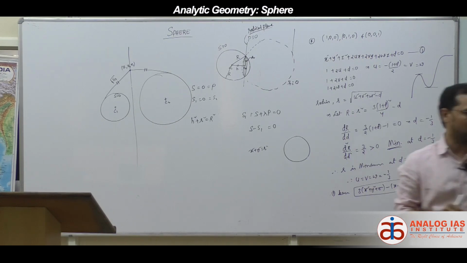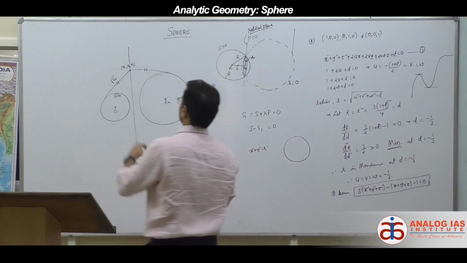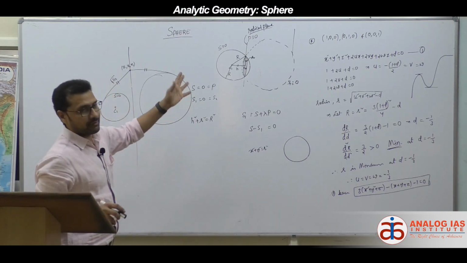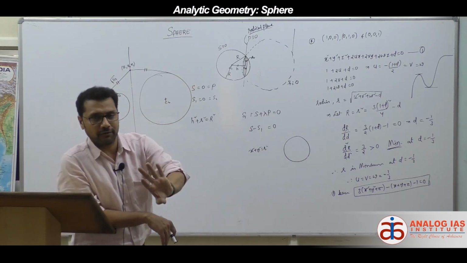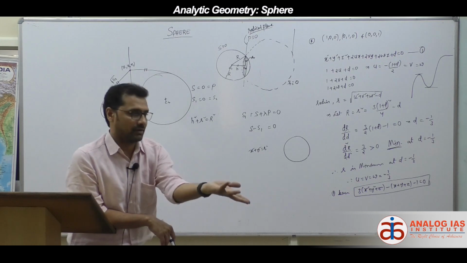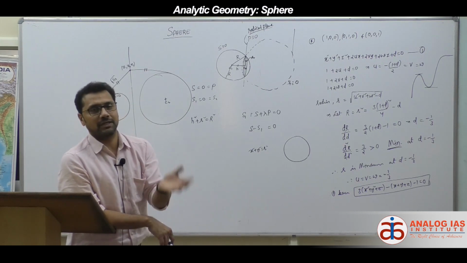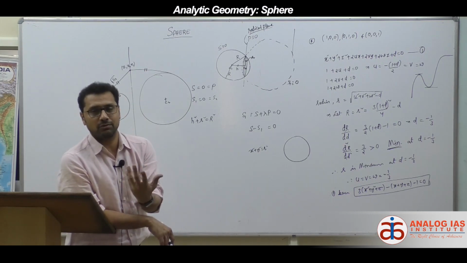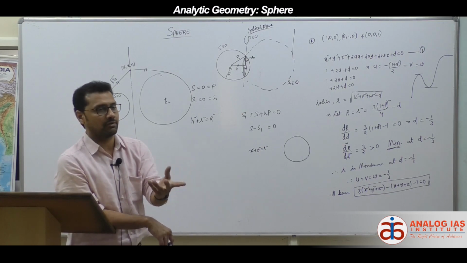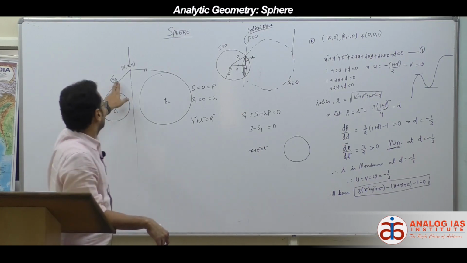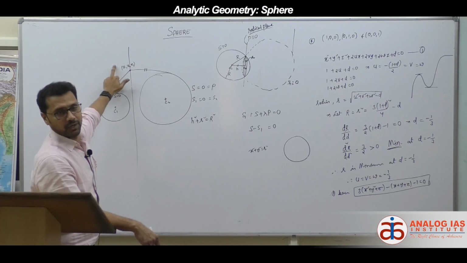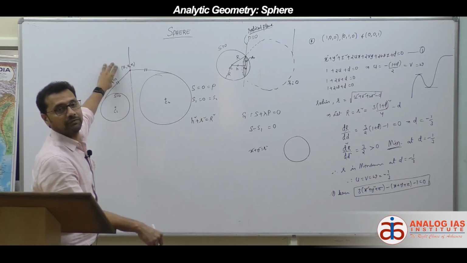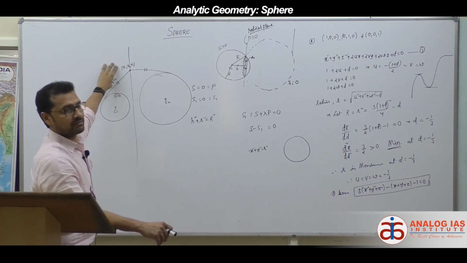What is the meaning of S11? S11 means, in the equation of the sphere, you substitute x1, y1, z1 in the place of x, y, z. So x1 square plus y1 square plus z1 square plus 2u x1 plus 2v y1 plus 2w z1 plus d equal to 0 is the S11. So square root of S11 gives me the length of the tangent drawn from the point x1, y1, z1 to the sphere S equal to 0.